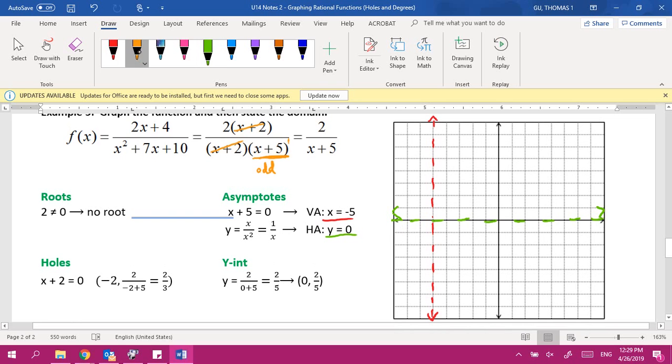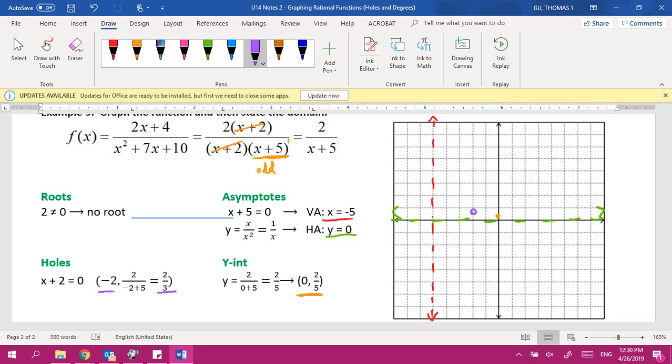So, what is the point they gave us here? That's right, (0, 2/5). That's like about here. And what else do I need to graph? The hole. Where's the hole? (-2, 2/3), which is going to be about right here.